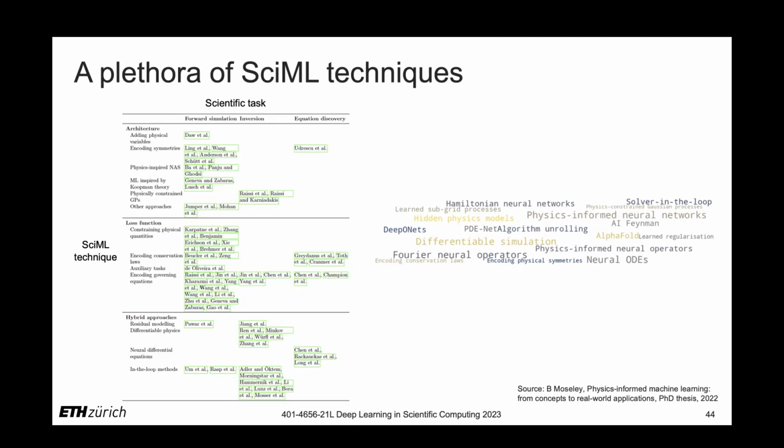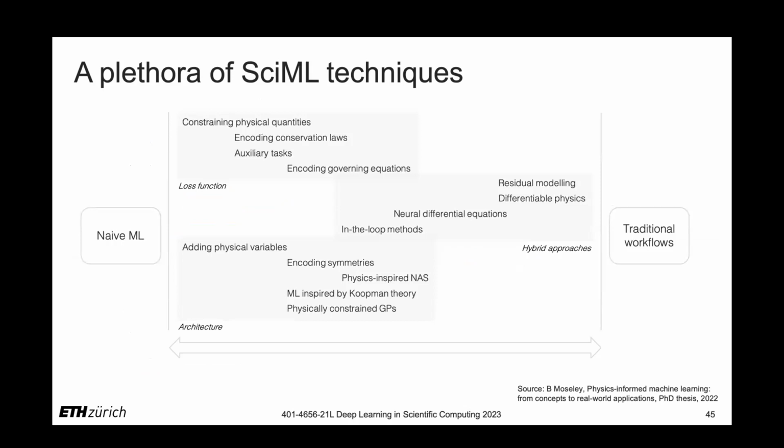A lot of work has been focused on the loss function for forward simulation, maybe less so for doing equation discovery with different architectures, for example. This is reflected by all these different scientific machine learning techniques that are out there today, like Fourier neural operators, neural ordinary differential equations, physics-informed neural networks. There's a plethora of techniques. Another way you can slice and dice these methods is how close they are to traditional workflows and how close they are to naive machine learning.